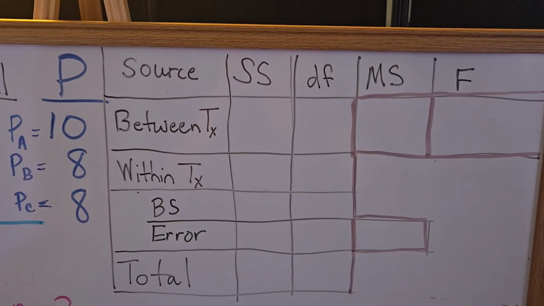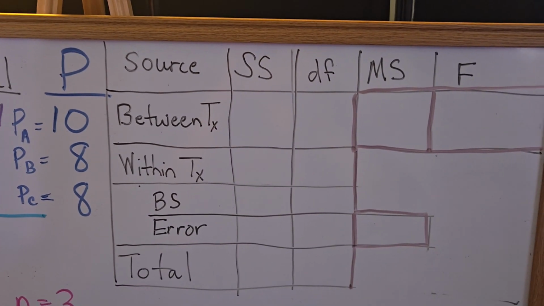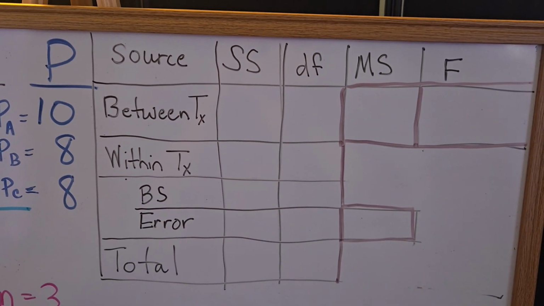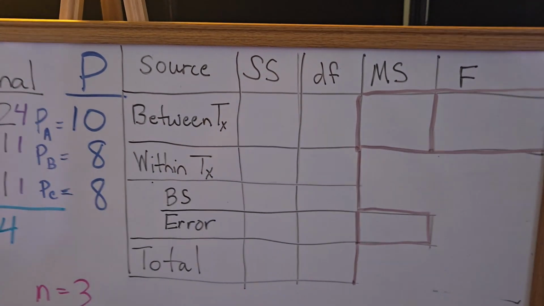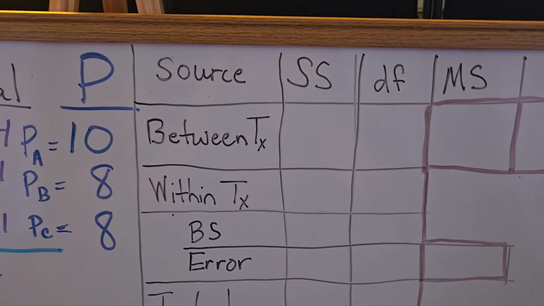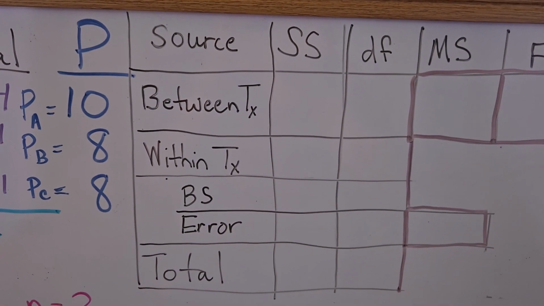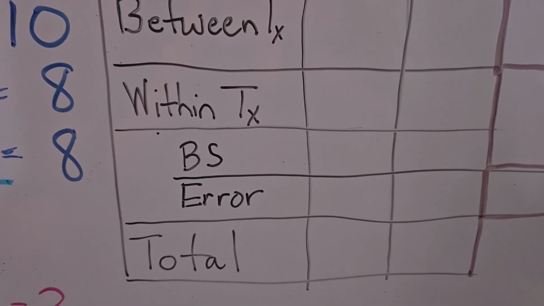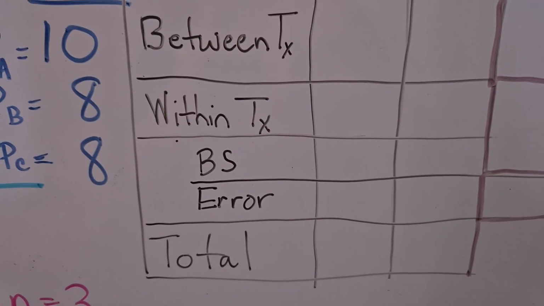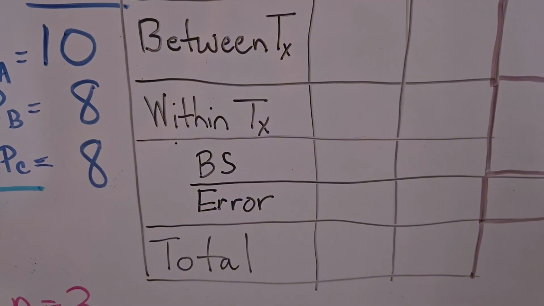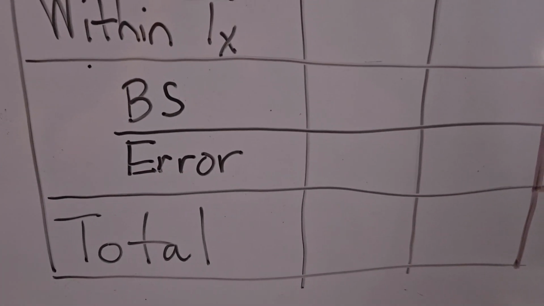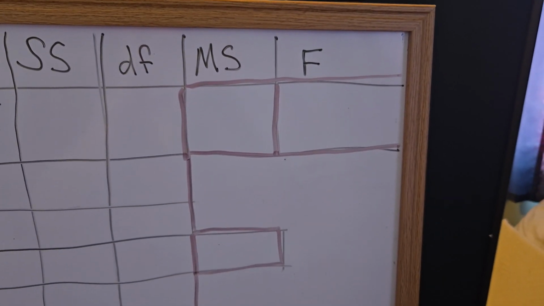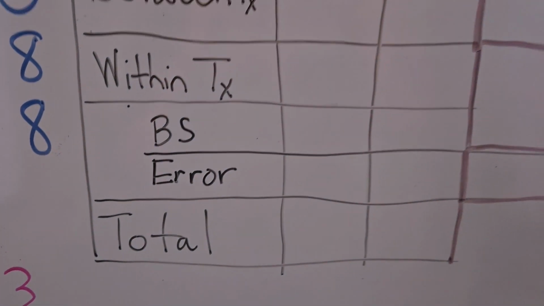We have our source column. We have between treatments, that little TX is just an abbreviation for treatments. I'm trying to save space. You are welcome to write out treatments if you're worried you're going to lose track of what that stands for. So you have between treatments, within treatments. Now remember, within treatments has been partitioned into between subjects. BS stands for between subjects here. My students like to joke that it stands for something else. Between subjects and error. Now remember, error is going to be important because that is what we are going to use as the denominator of our F ratio. And then you've got a total row here.